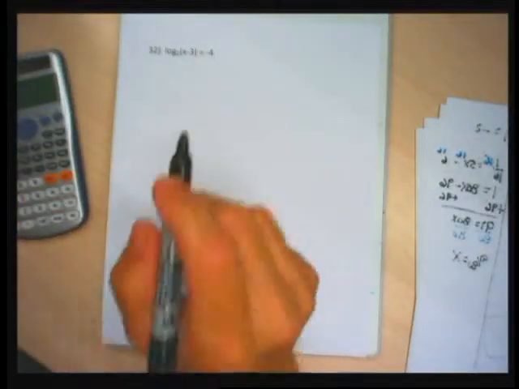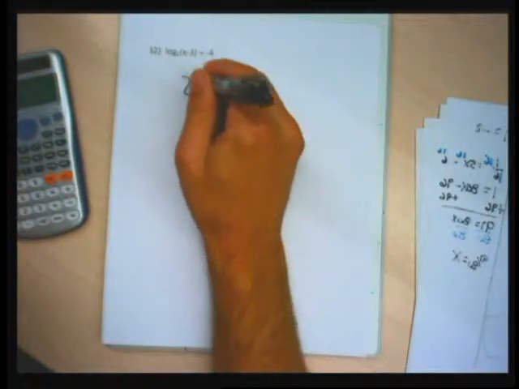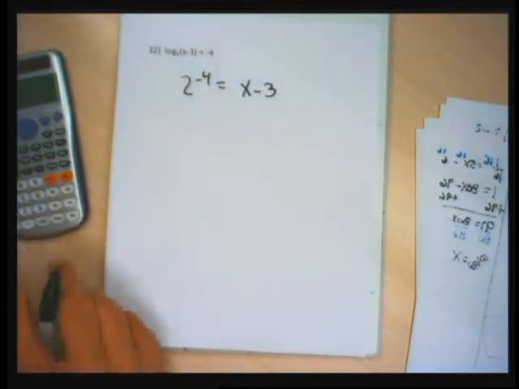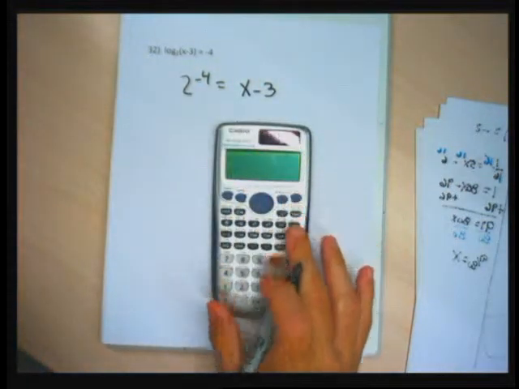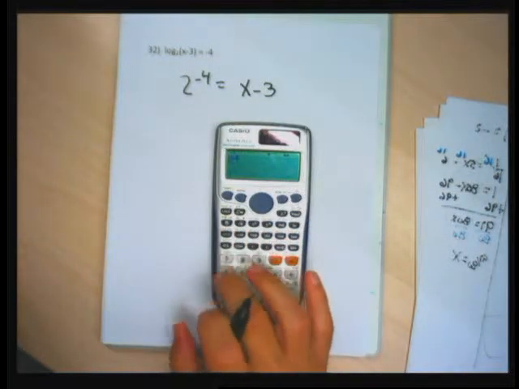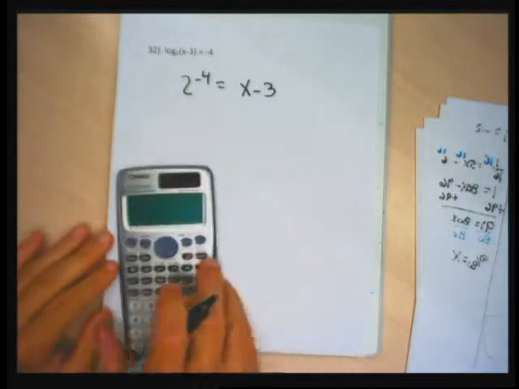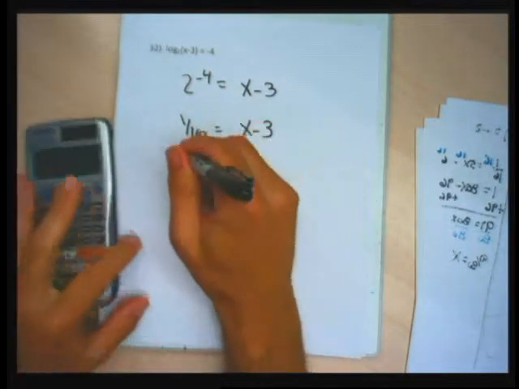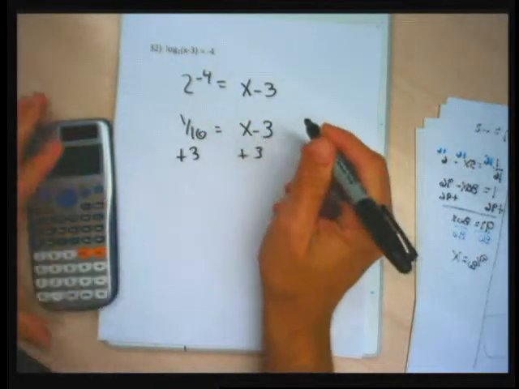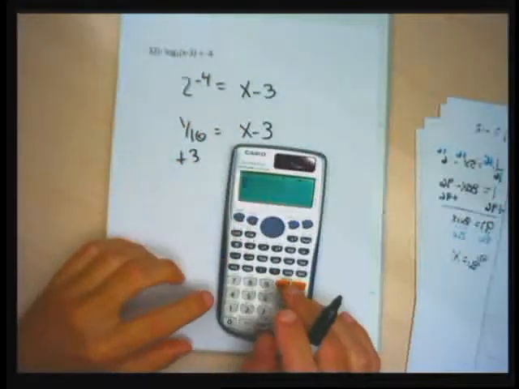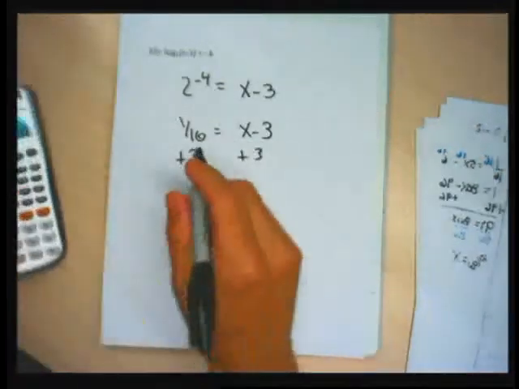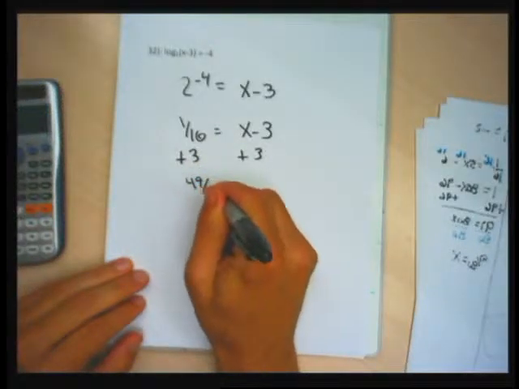Another horrible fraction problem, but I can deal with it. It's not as horrible. Scratch out the logarithm. Switch the -4 with the x minus 3. The x minus 3 doesn't need to be in parentheses anymore. 2 to the -4 power is 1 over 2 to the 4th, which is 1/16. So this gives me 1/16 equals x minus 3, and then plus 3, plus 3. And let me do that. 1 over 16 plus 3 is 49 over 16. So I get 49 over 16 equals x.